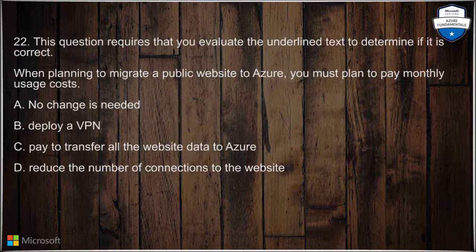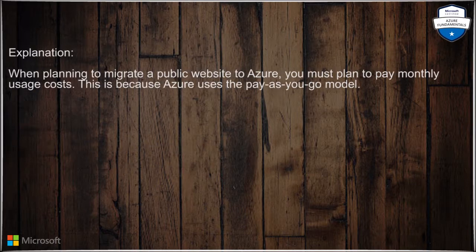This question requires that you evaluate the underlined text to determine if it is correct. When planning to migrate a public website to Azure, you must plan to pay monthly usage costs. Explanation. When planning to migrate a public website to Azure, you must plan to pay monthly usage costs. This is because Azure uses the pay-as-you-go model.